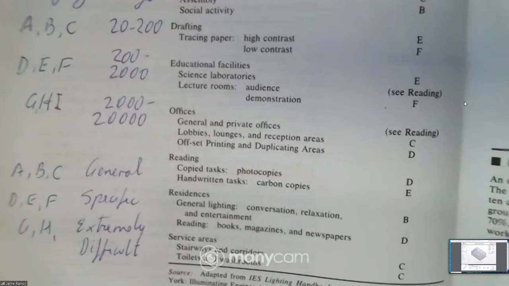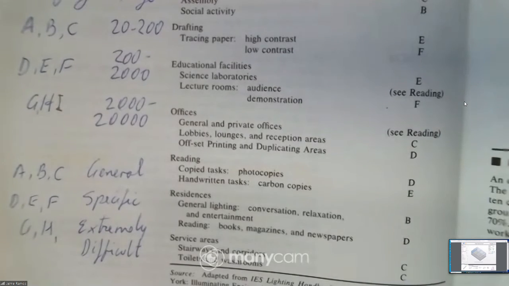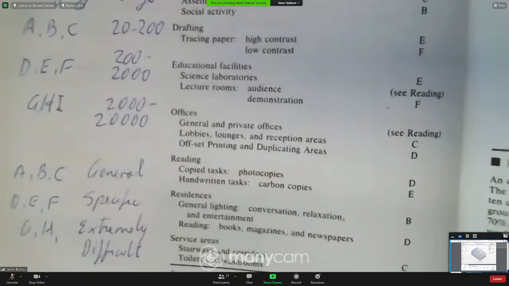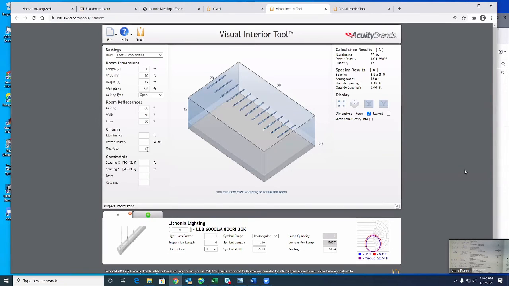So where are the lamps spacing? Criteria, constraint. How do I put more lamps? Somebody try to put more lamps, maybe 12 lamps instead of 6. Quantity. So let's put in quantity here 12. Okay. So here are 12, and it didn't grow very much. It only grew to 77 foot candles from 38 to 77.